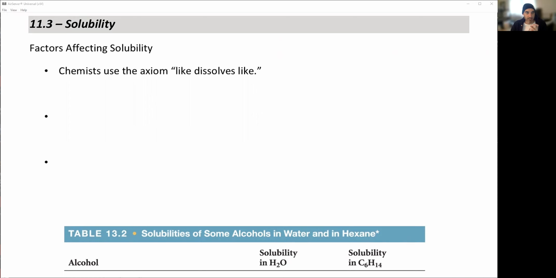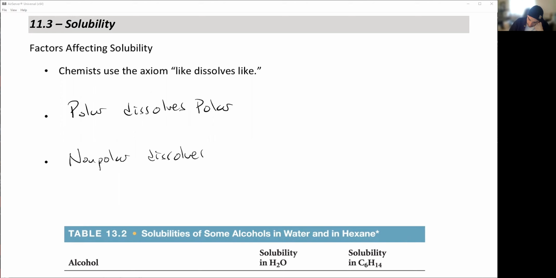So chemists use the idea of like dissolves like, much like when we were looking at the intermolecular forces. When they have similar intermolecular forces, they tend to dissolve, and so on and so forth. So ultimately, it comes down to these two ideas. Polar dissolves polar, and nonpolar dissolves nonpolar. That's it. That's the idea.